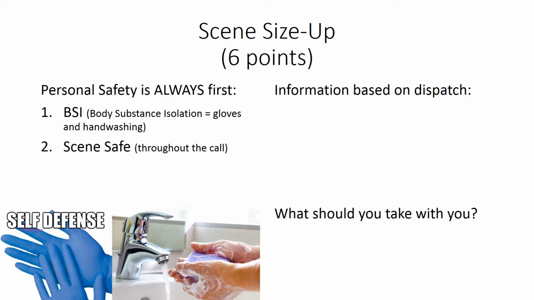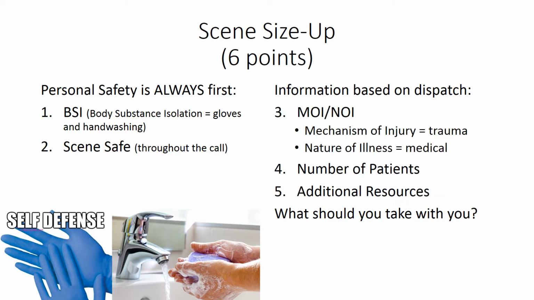And you will be thinking about the information you received from dispatch, such as the reason of the call. Was it a mechanism of injury, which means a trauma patient, or a nature of illness call, or a medical patient? How many patients do you have? Do you need additional resources to manage the scene appropriately, such as fire, police, or additional ambulances?